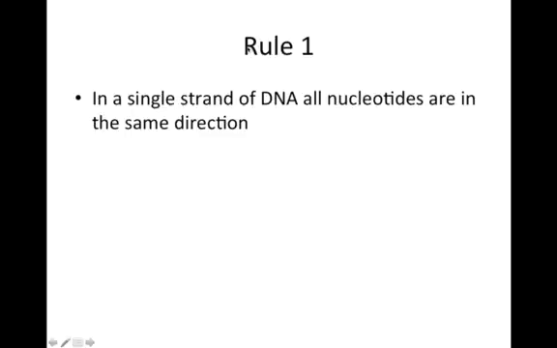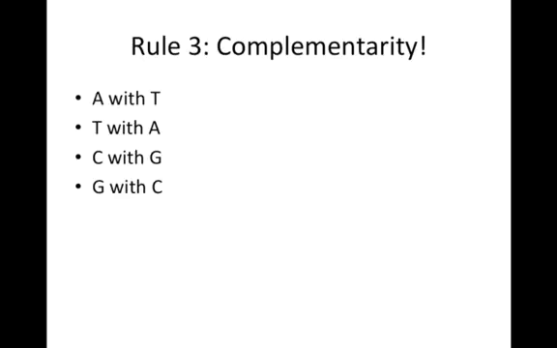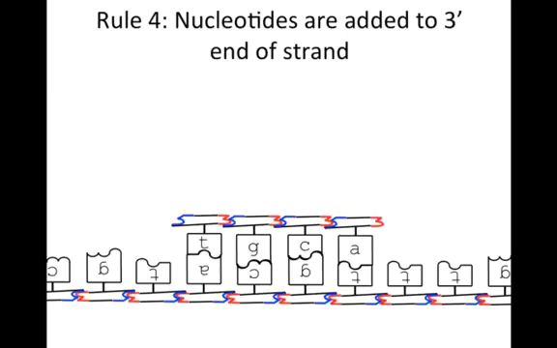So now I want to move into the 4 rules. Some of these you've already seen while we were making the points. But if you really can learn these 4 rules well, you're going to know nucleotide structure better than you did before. So the first thing is, in a single strand of DNA, all nucleotides are in the same direction. Double strands are in opposite directions. And then you probably have seen before, and we touched on it briefly, complementarity. So an A will always pair with a T, a C with a G, and a G with a C.